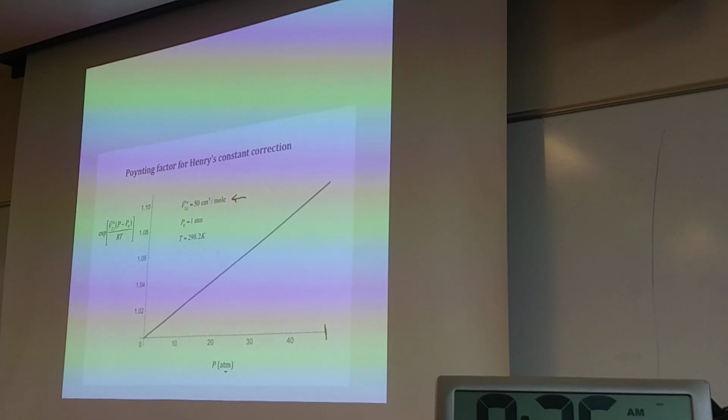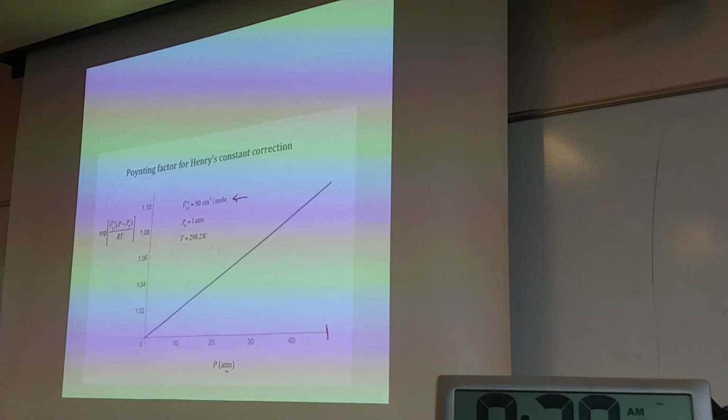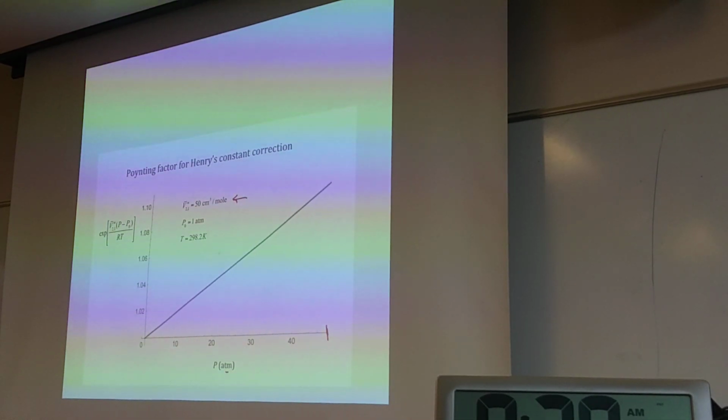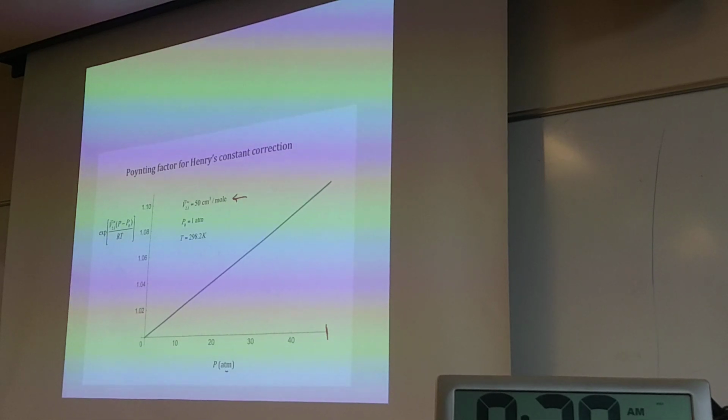Is P0 different than the one in the other Poynting factor? Because in the other Poynting factor, it was... It's whatever the reference is. So it might be different if you have a different reference. Because it was the saturation pressure. Yeah. Okay, so that was the reference. So our reference is the pure liquid. Okay.